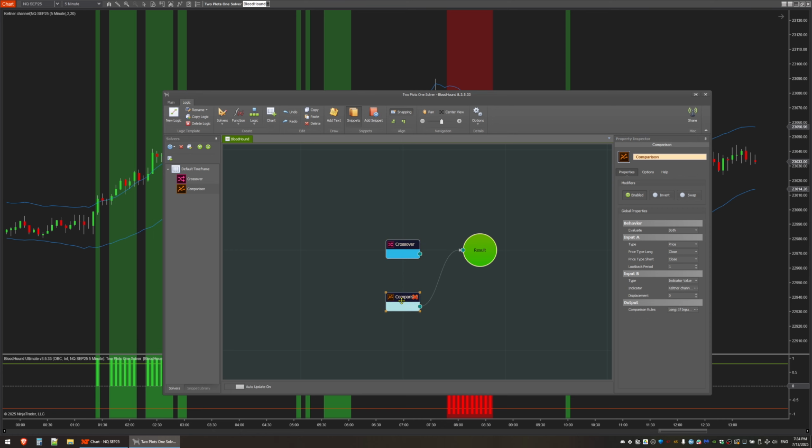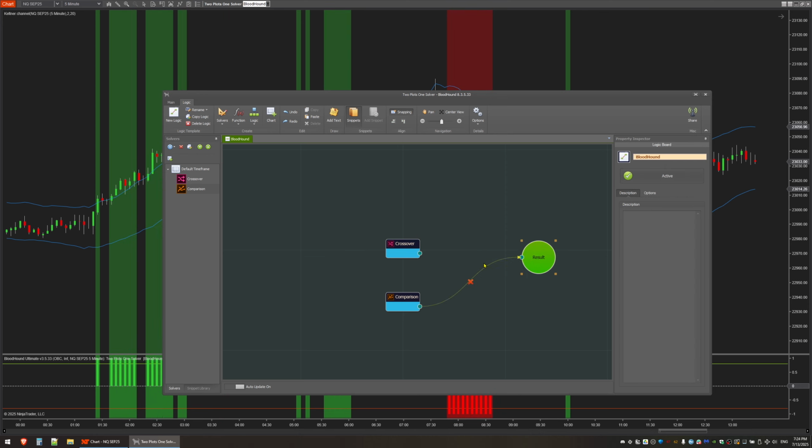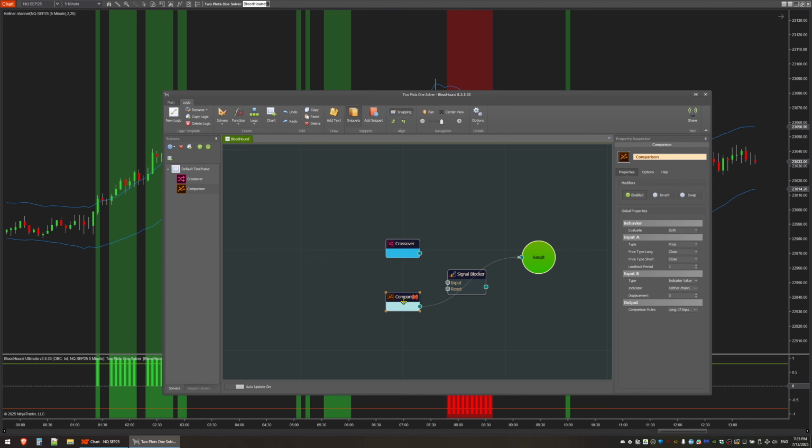Now, in order to get it back to the methodology of the crossover, remember the cross detects every cross point, and the comparison solver is doing every single bar. And so what I often use is the signal blocker, because what a lot of people mean when they say signals is I want a distinct trading signal. So I don't want an output on every single bar.